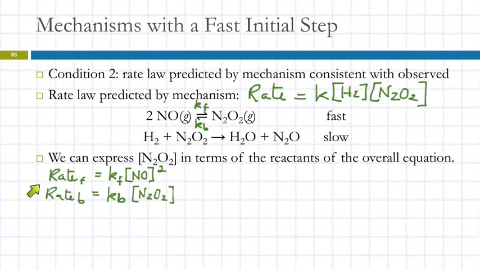This is an equilibrium, so these rates are equal. If the rates are equal, then this side of these equations must be equal to each other. So we can say that Kf times the concentration of NO squared is equal to Kb times the concentration of N2O2.